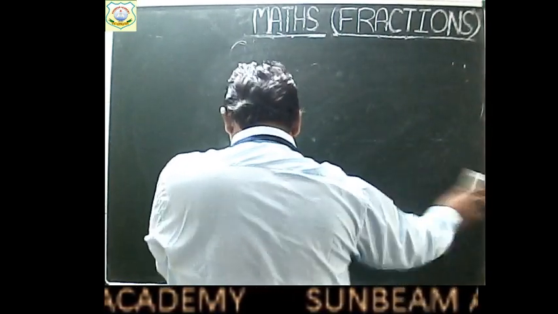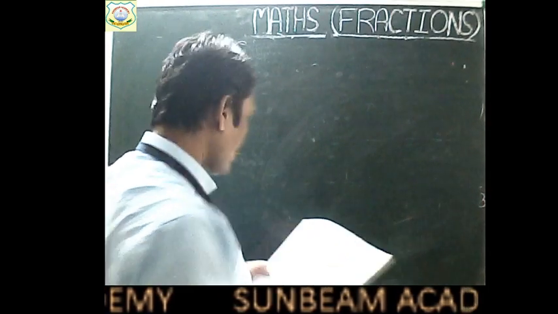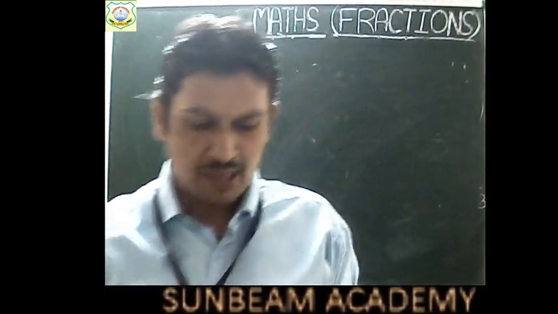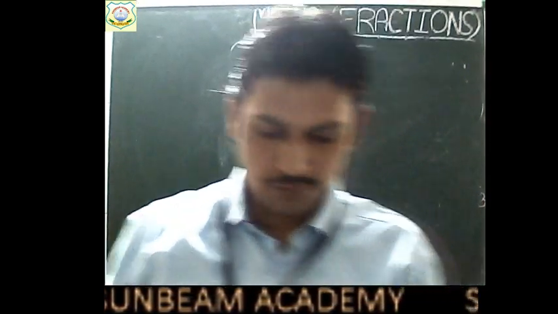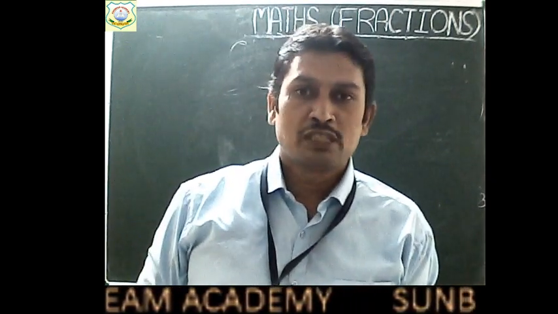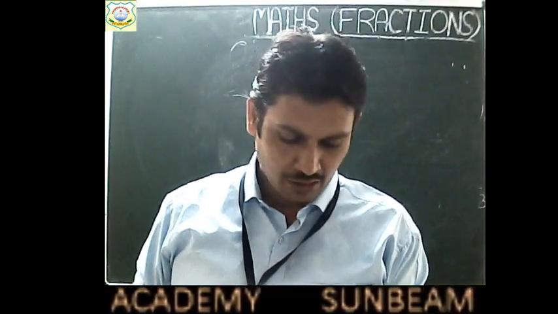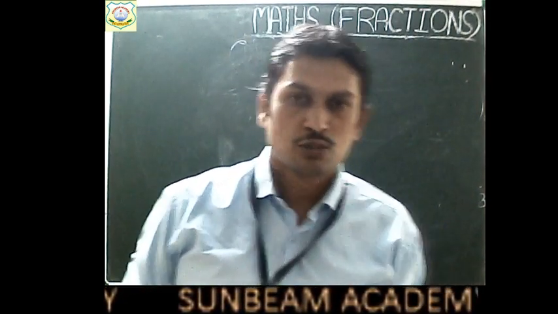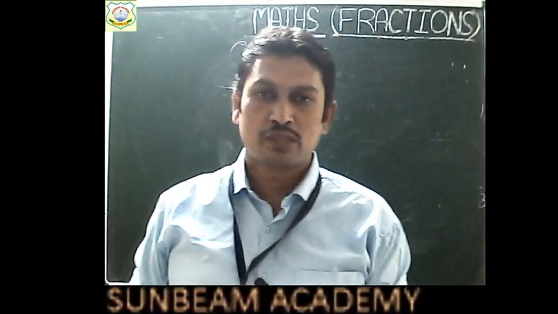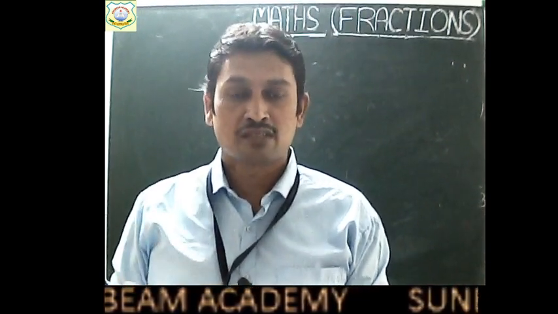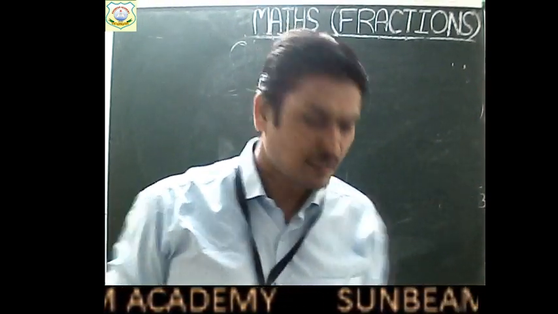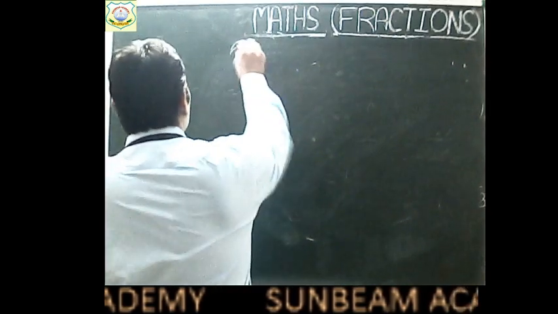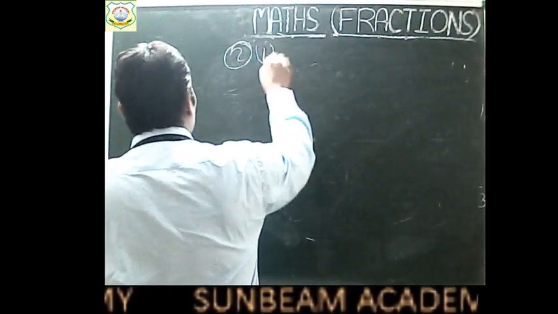In the second question, children, the question is, which of the following are the pairs of equivalent fractions? Okay, so pairs of fractions are given. We have to check which ones are equivalent and which are not. So this is the second topic that we have to learn today, how to check whether two fractions are equivalent or not, right children?